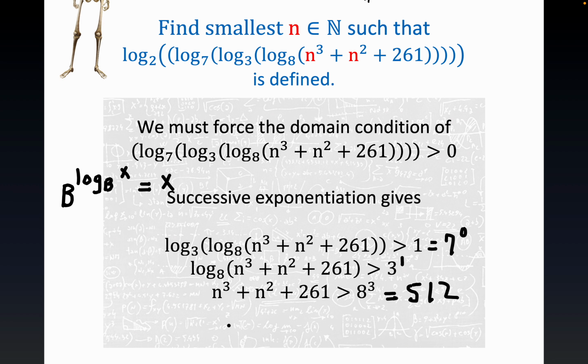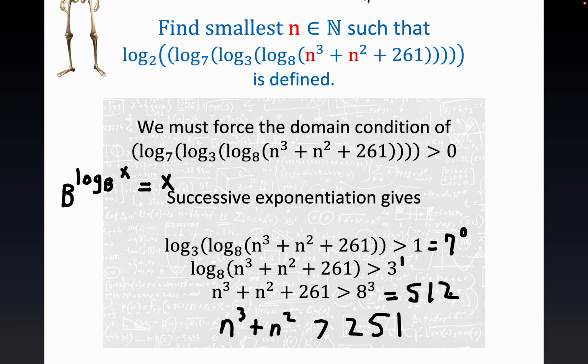Now right here, what we get is n cubed plus n squared. In order for this to be defined, it has to be greater than 512 minus 261. Well, 512 minus 261 is 251. And I left out that step. If you subtract 261 from 512, you get 251. That's an easy calculation. Okay.